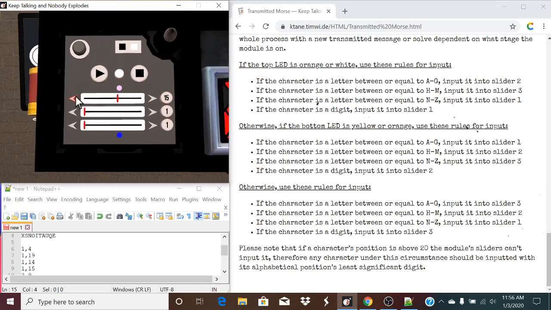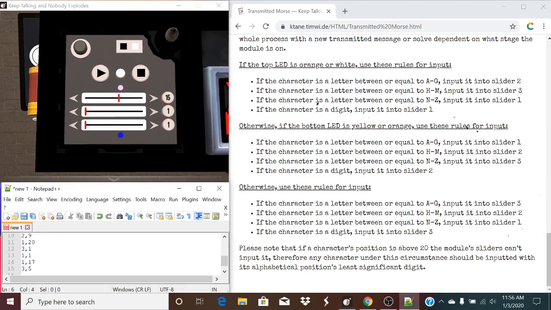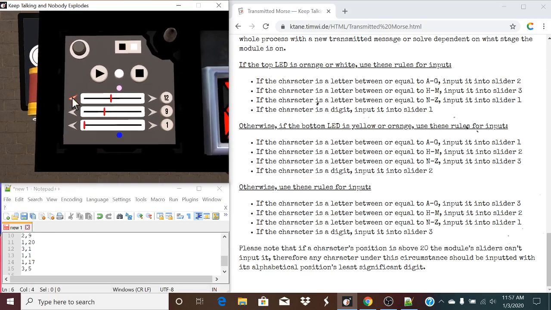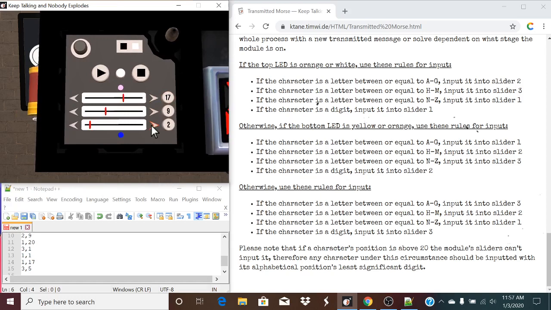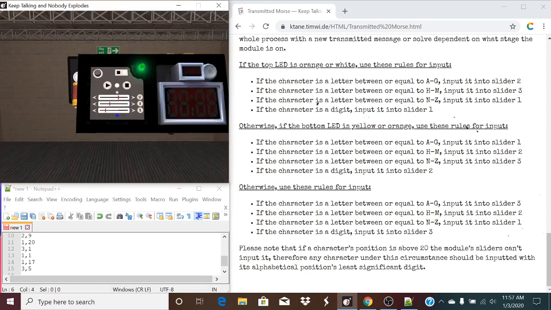Slider 1 is a 14. Slider 1 is a 15. Slider 2 is a 9. Slider 1 is a 20. Slider 3 is a 1. Slider 1 is a 1. Slider 1 is a 17. And slider 3 is a 5. And that's solved.